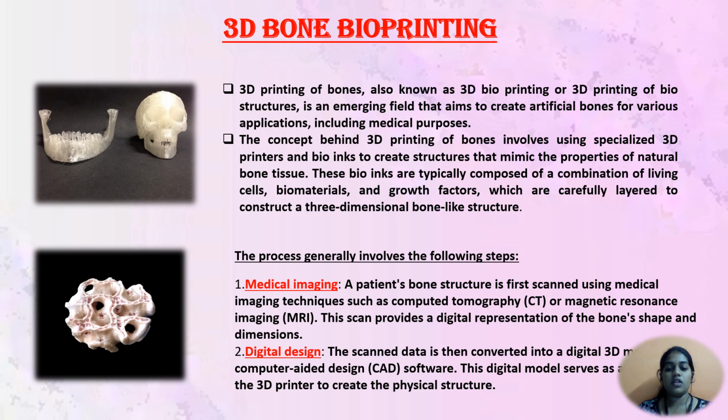The process generally involves these steps. Medical imaging. The patient's bone structure is first scanned using medical imaging, that is CT scan or MRI scan. This scan provides a digital representation of the bones and their dimensions. The digital design. The scan data is then converted into a digital form, a computer-aided design structure. This digital model guides the 3D printer to create the physical structure.